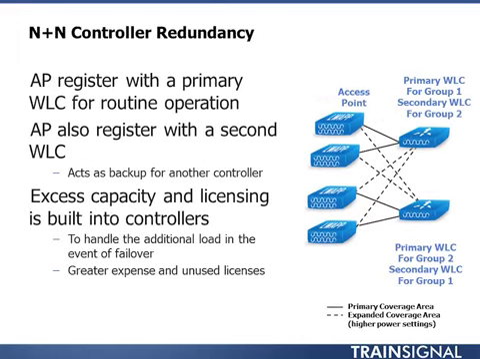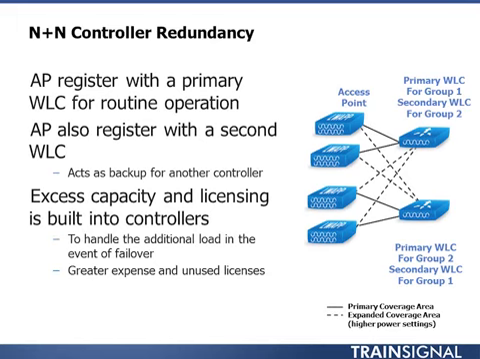Now, in the N+N controller redundancy scenario, this is where your access points would actually register with both their primary and a secondary wireless LAN controller. And the secondary wireless LAN controller acts as a backup for the other controller. Now, in this scenario, you would want to put your redundant controllers on the same physical network and potentially want to give them the same management VLAN on that network.